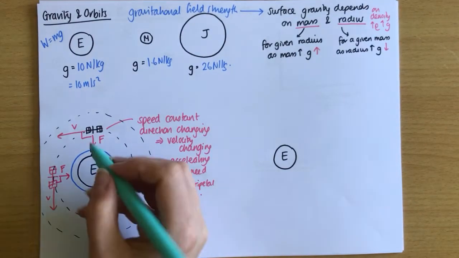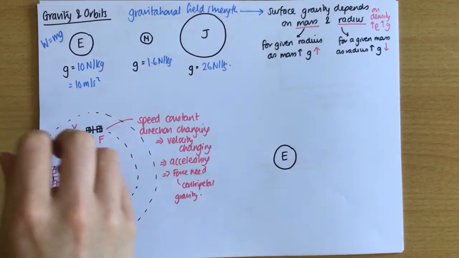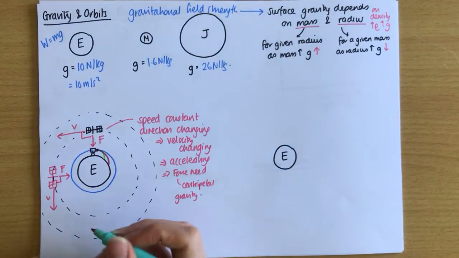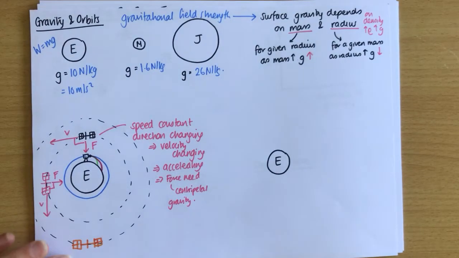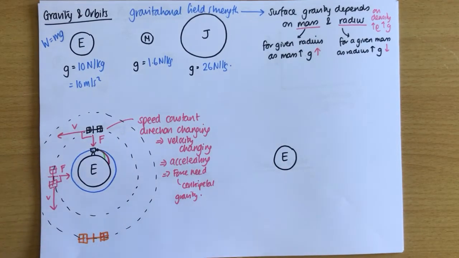Now, if I wanted my satellite to move into an outer orbit, so move to a further away orbit, like so, to do that I would have to change its speed.